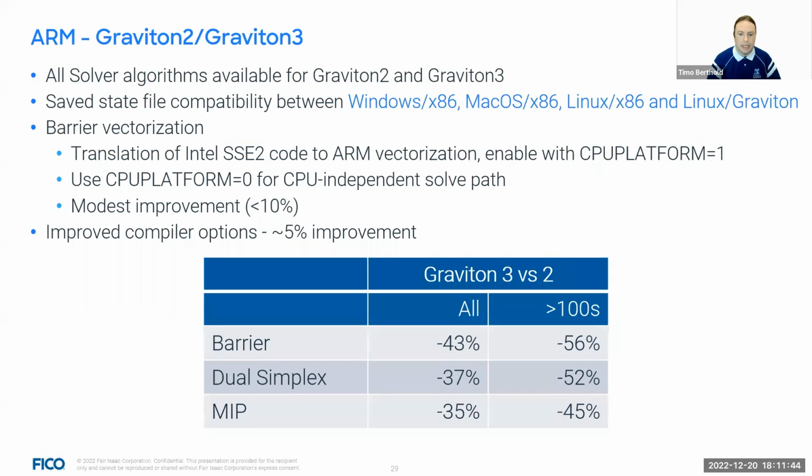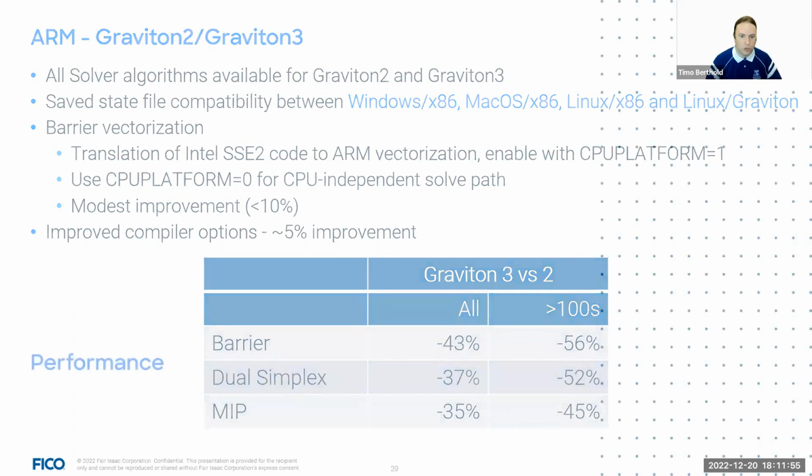And just as a number, we measured the speedup of Graviton 3 versus Graviton 2 with the same binary at an average of 40%, and around 50% for hard instances. Quite nice for Graviton users.